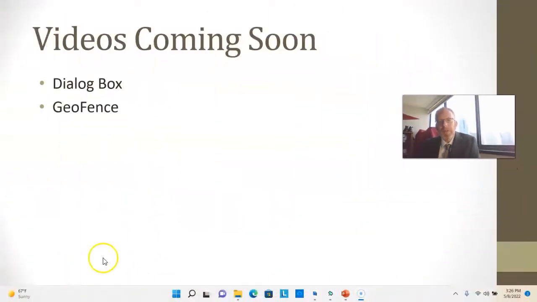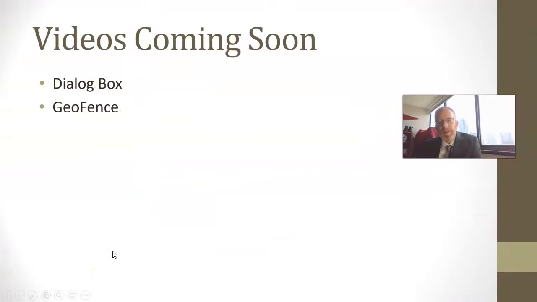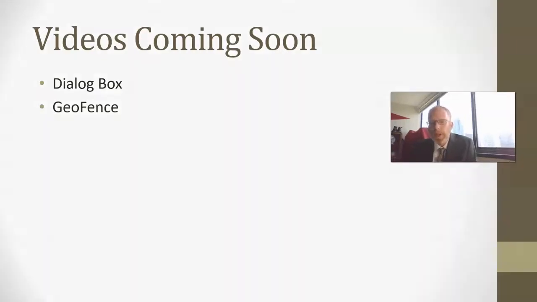Now let's take a look at a few videos that I'm currently working on, which will be available soon. First of all, Dialog Box. Dialog Box is a good way to make a very functional application with minimal screens because you can use a concept called progressive disclosure. And progressive disclosure means you keep a very simple user interface and you only make it more complicated when the user asks for it to be more complicated.